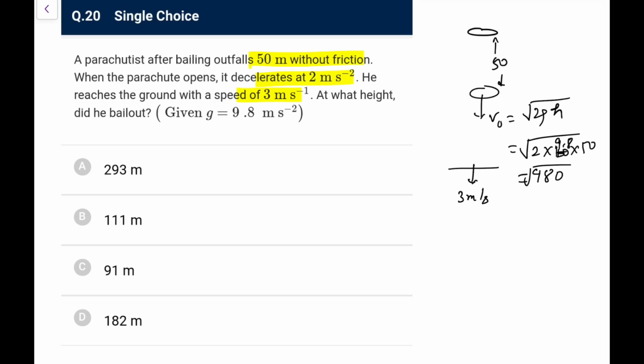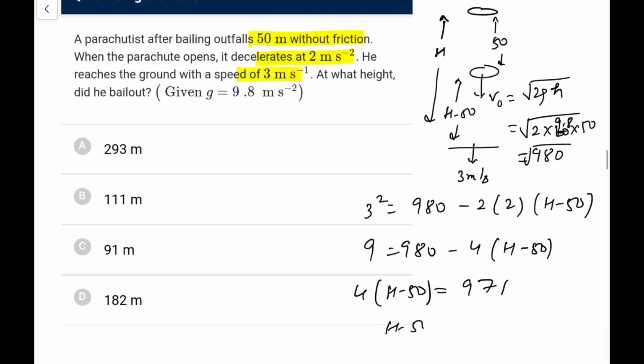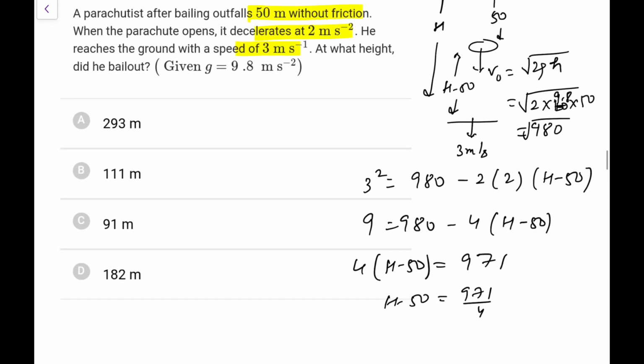So let the height be h. So this would be h minus 50. Applying the third equation, 3 square would be equal to V0 square, that is 980, minus, because it is now retarding, 2 into 2 into h minus 50. So now 9 is equal to 980 minus 4 times h minus 50. So 4 times h minus 50 is 980 minus 9, which is 971. So h minus 50 is 971 by 4. So h is equal to 50 plus 971 by 4.